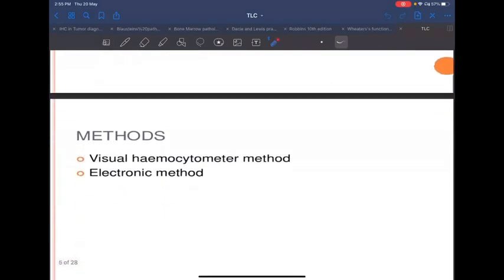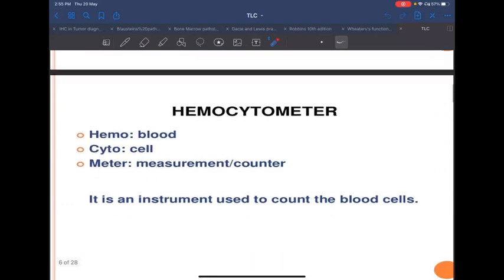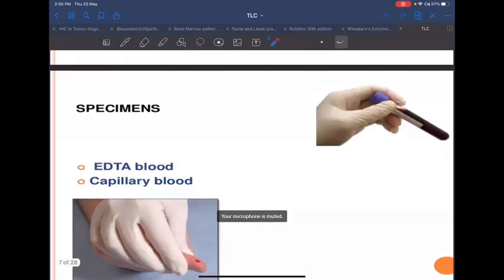Now, the various methods to count WBC: the first one is the visual hemocytometer method, and the second is the electronic method. Today, we are going to study the visual hemocytometer method. Hemocytometer: hemo means blood, cyto means cell, and meter means measurement or counter. So, we can use either an EDTA blood sample or a capillary blood sample for the count of WBC.